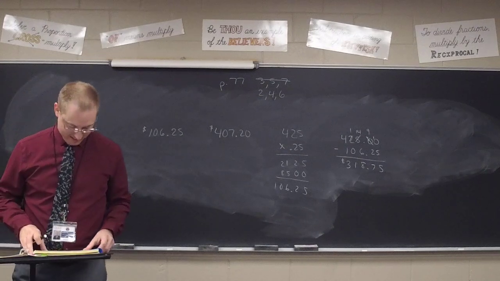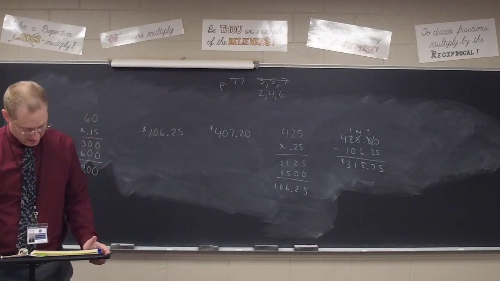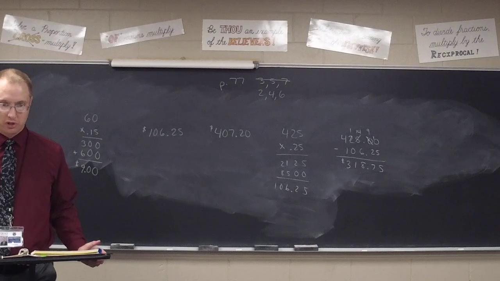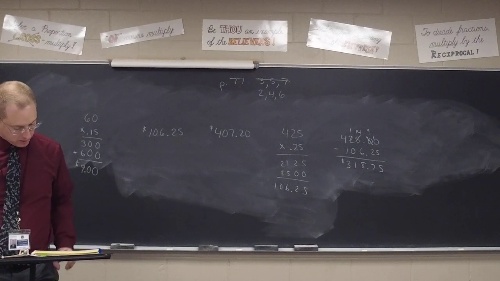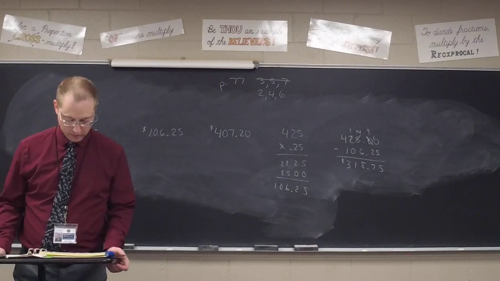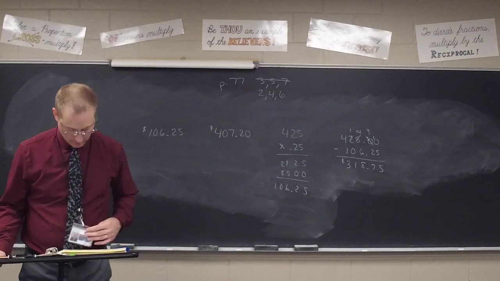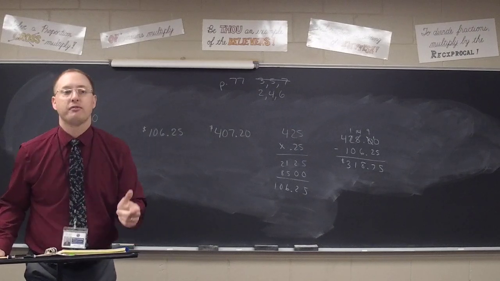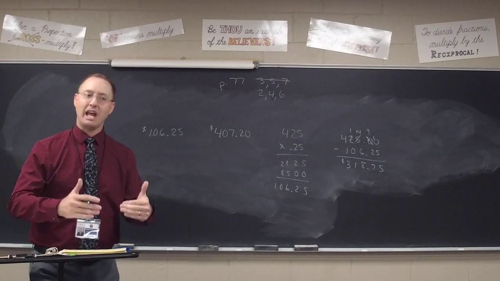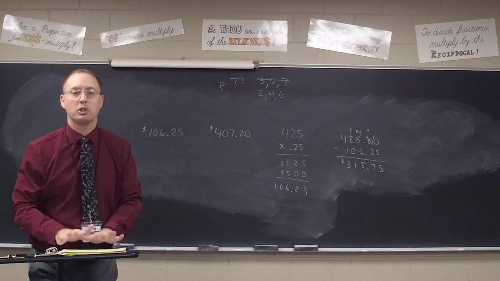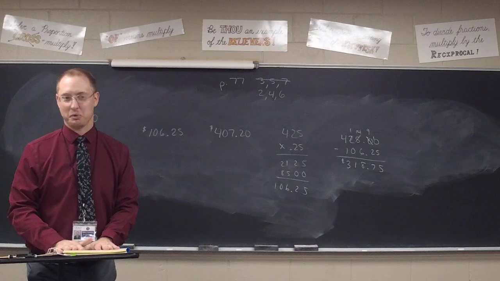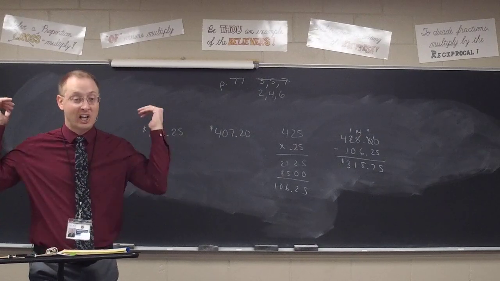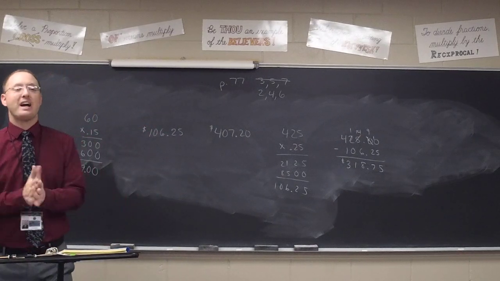Look at problem number 8. And read number 8 for us, if you would, Jalen. All radios are on sale for 30% off the regular price of $80. We could, class, find 30% and then subtract it. That's what we were just doing. But there's a lazier way. And mathematicians are lazy. So we want to find a better way.